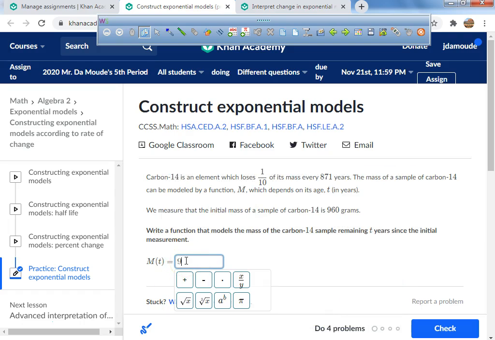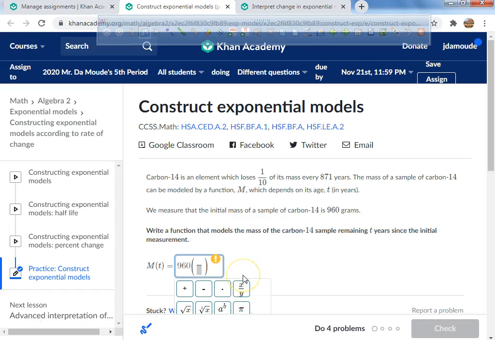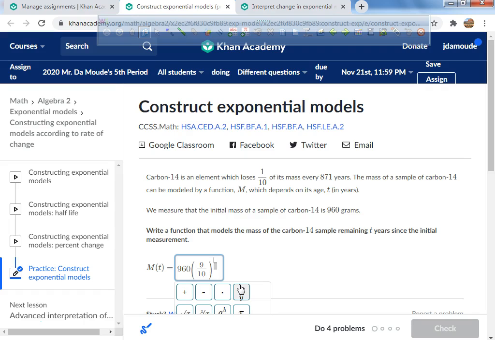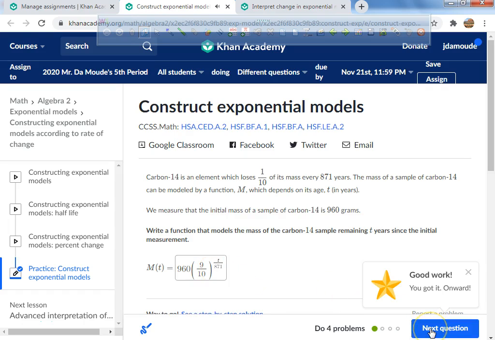So that's what I'm going to try to carefully type in. I got 960. That's what we start with, right? That's our initial mass. Then I got to do 9 divided by 10. Since we're losing 1/10, we're keeping 9/10. So where would students mess up on this one? They would take the 1/10 and put the 1/10 right there. And then we have to raise it to the power of t. Now why do I have to use the letter t? Because this says m of t. And I got to type in 871 years.